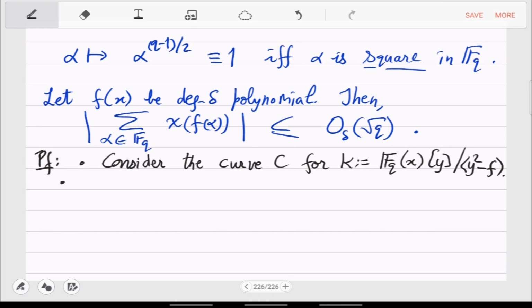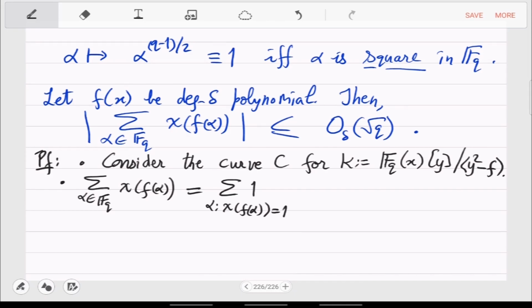So why will it help in character sum? Well, because character sum is measuring how many times this is 1, how many times it is minus 1, and how many times it is 0. Well, when it is 0 it won't count. So basically the difference of the number of times it is 1 and minus 1 incidents.